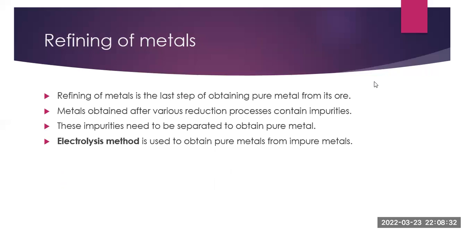Now we are going to discuss refining of metals. Refining of metals is the last step of obtaining pure metal from its ore. Metals obtained after various reduction processes contain impurities. These impurities need to be separated to obtain pure metal. Electrolysis method is used to obtain pure metals from impure metals.